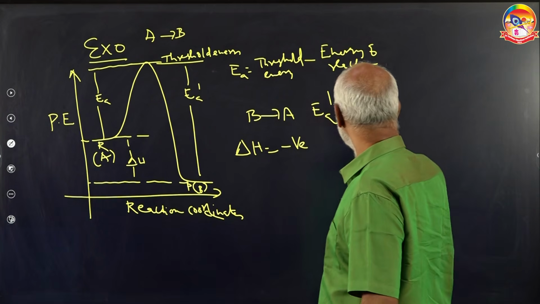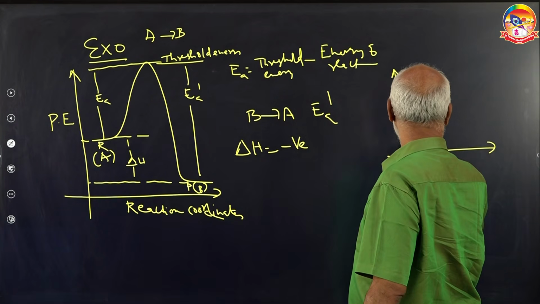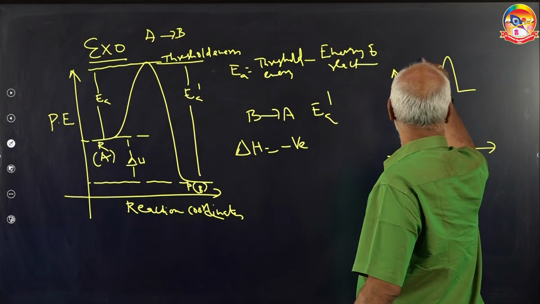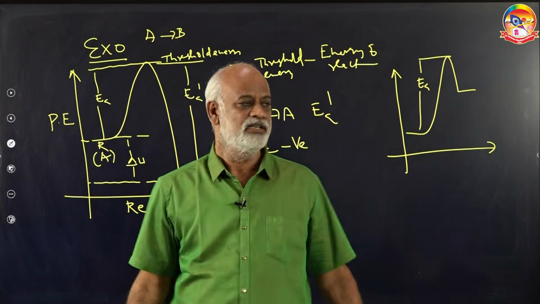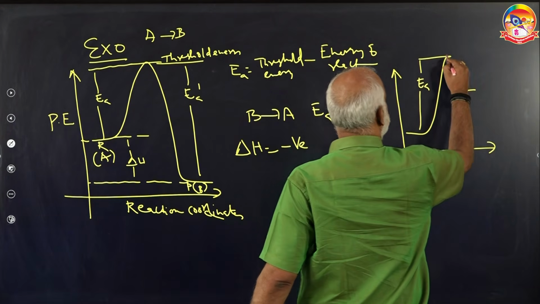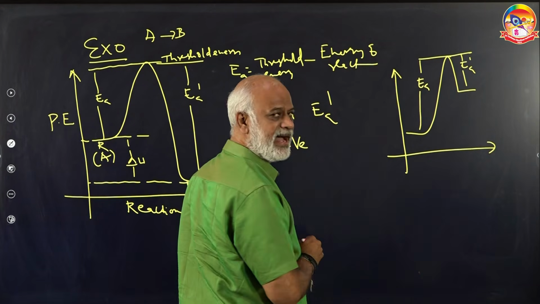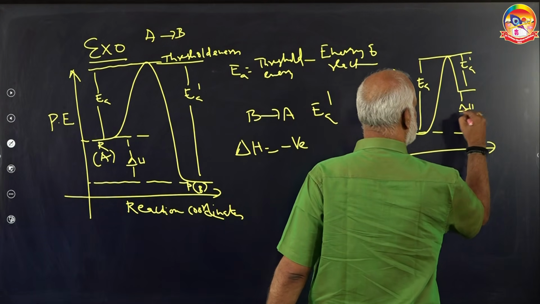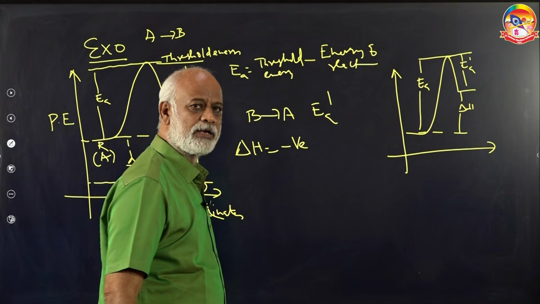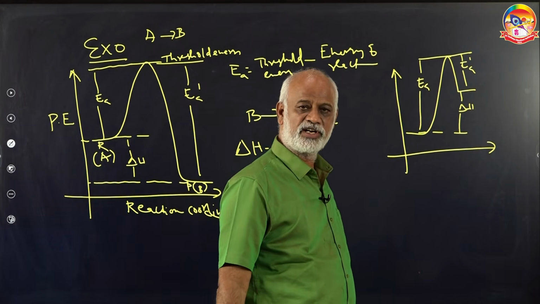What happens if this reaction is endothermic? So, I am just putting it in a simple way. Now tell me, is it not the activation energy of the forward reaction? Is it not the activation energy of the backward reaction? Is it not the difference between them called change in enthalpy, delta H? Here delta H is positive because it is endothermic.